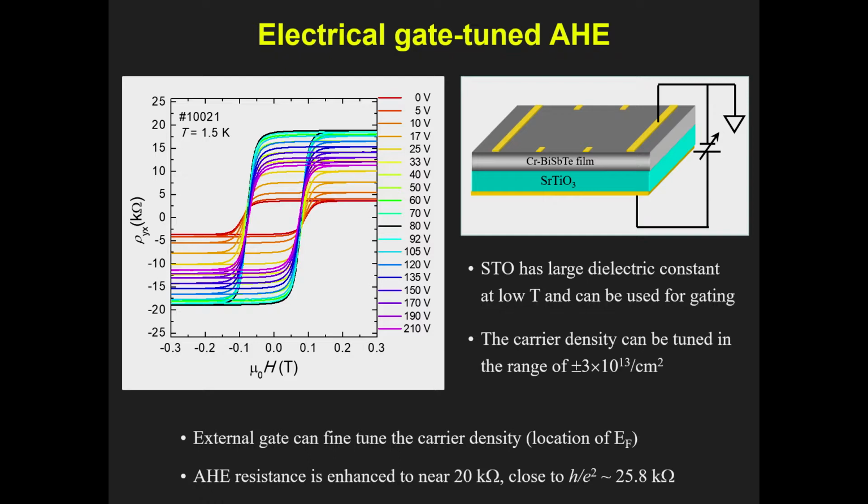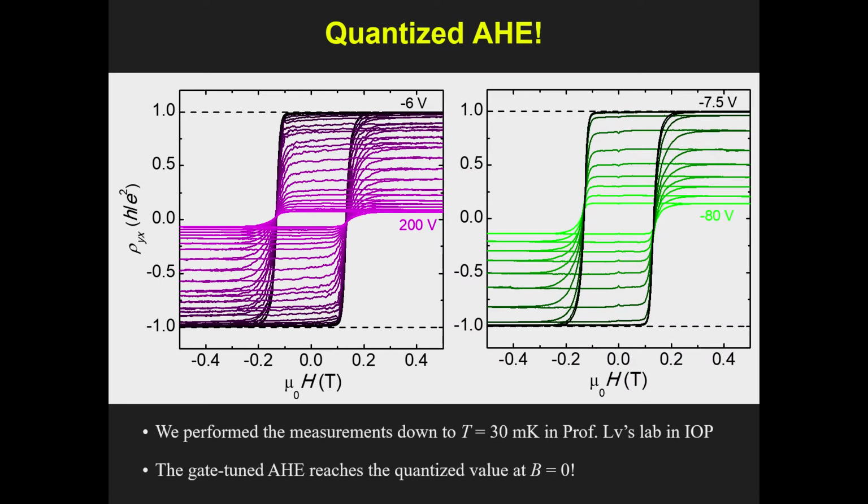That's because now the Fermi level is tuning across the Dirac point. So more bulk carrier gets in again. So when we get this curve, we know we are already in the quantum anomalous Hall regime. All we need is a dilution refrigerator, but we don't have one. So we send these samples and also our students to Professor Li Lu's lab in IOP, where we perform the measurement down to 30 millikelvin, and immediately we saw this beautiful quantized anomalous Hall effect just as expected in theory.